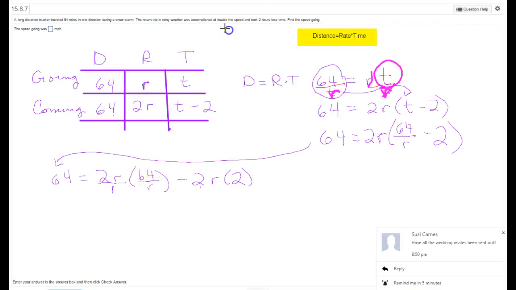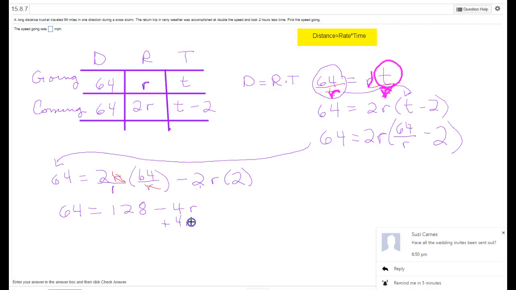But the best thing is to first cancel, reduce where you can, and we can cancel these R's. Now we have 2 times 64 over 1, which is just 2 times 64. So that leaves us with 64 equals 128. 2 times 64 is 128, minus 2 times 2 is 4, and then the R. Now we just need to solve for that 4R, so we're going to add 4R to both sides. I like to get it to be positive.